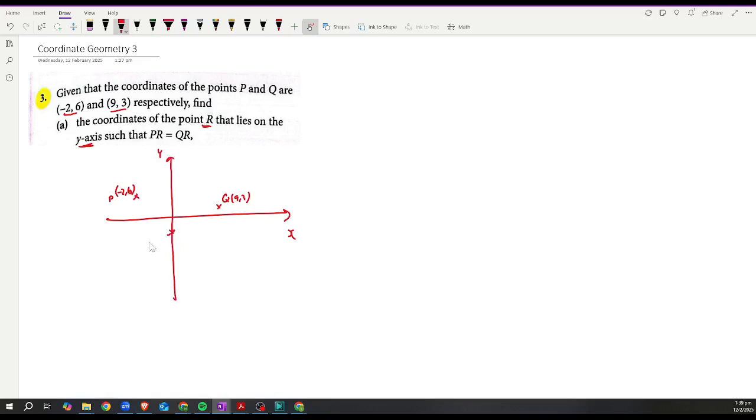So what you actually should do is place R somewhere else. Let's say here. We don't know where R is. Let's just put it somewhere so that we can visually try to figure out what's going on. We'll call the coordinates of R (XR, YR). But since R lies on the y-axis, we actually know one of the coordinates, and that's X. The X should be 0.